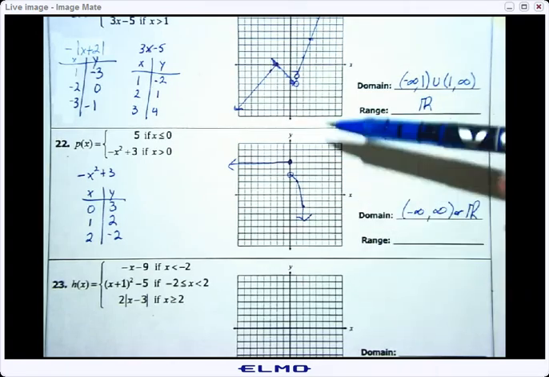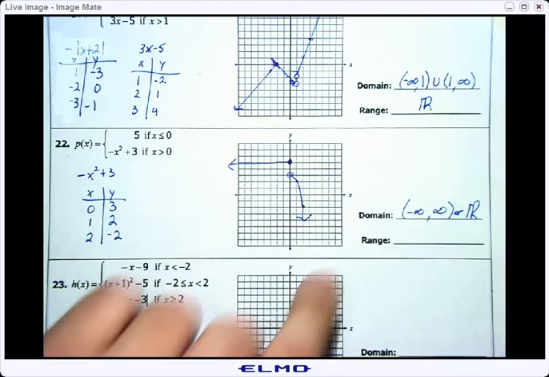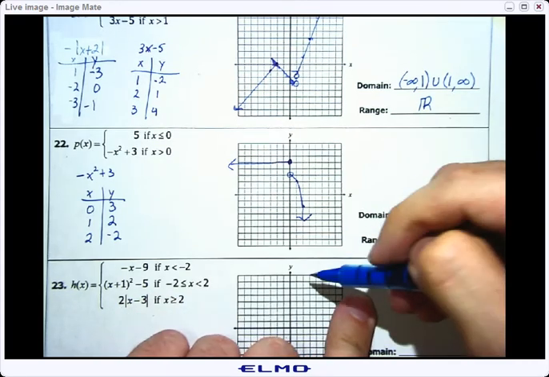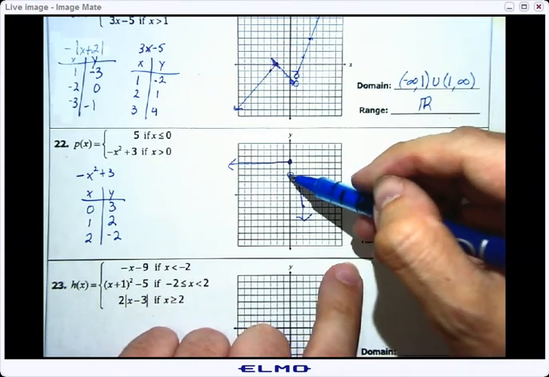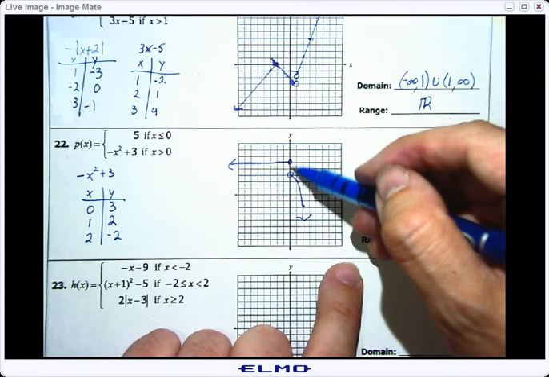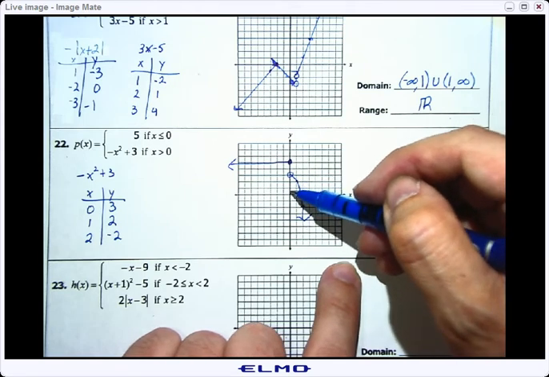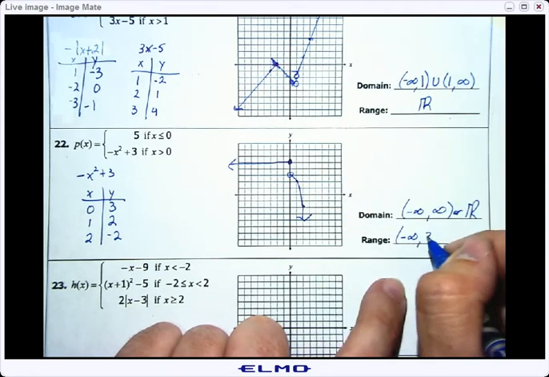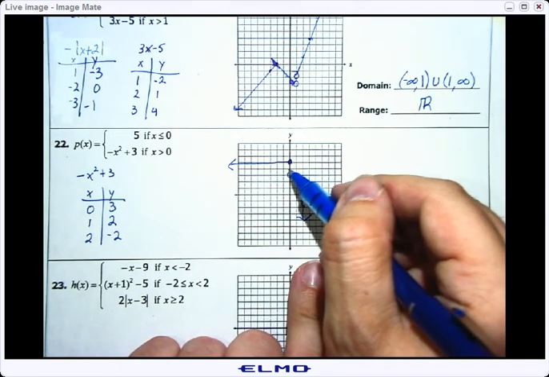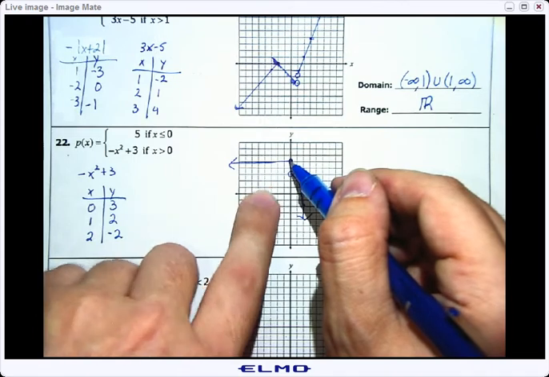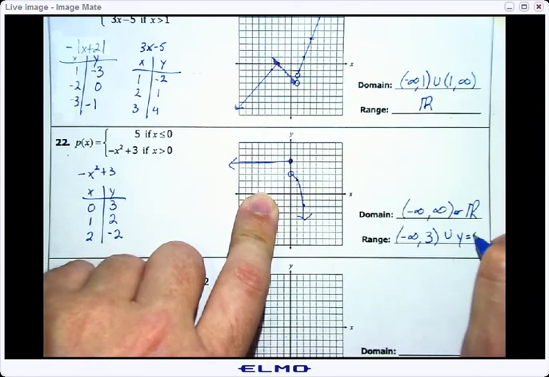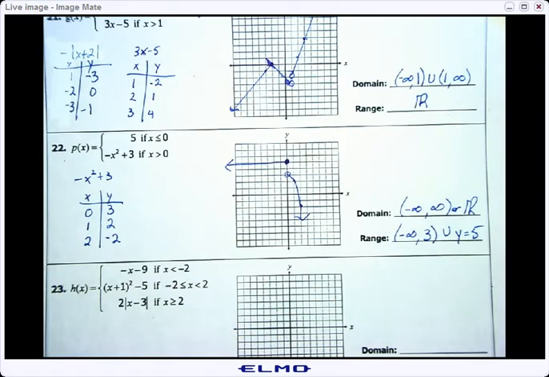For my range, going down, since this keeps going down to -infinity, I'm going to be going to -infinity. Coming back up, I run into a problem right here because from here to here, there are no y values on my graph. So coming up, I'm fine until I get to 3. Once I get past 3, so 4, there's nothing, but I pick back up here at 5, but it never goes above 5. So union y equals 5 would be my range.